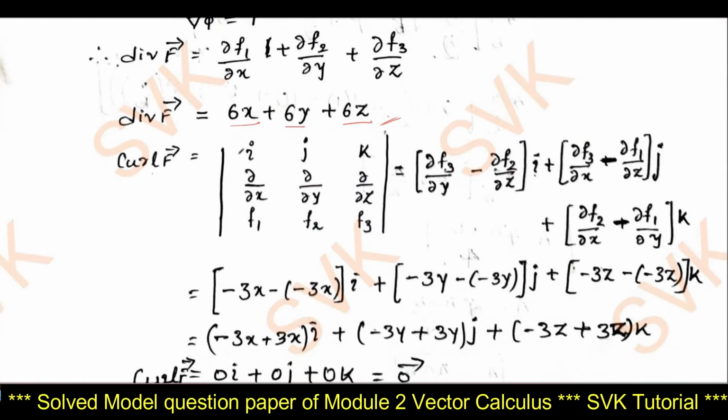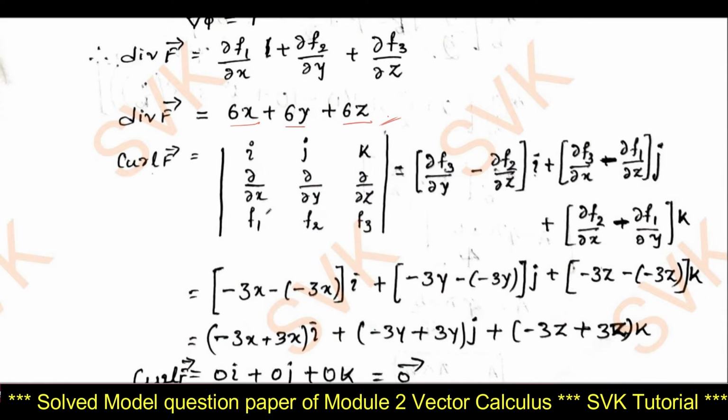This is the definition of curl f: the determinant of i, j, k. The second row is filled with the del operator, del by del x, del by del y, del by del z. The third row is inserted with vector f, that is f1, f2, f3. Then we expand this determinant. The expansion is del f3 by del y minus del f2 by del z, i, plus del f3 by del x minus del f1 by del z, j, plus del f2 by del x minus del f1 by del y, k.